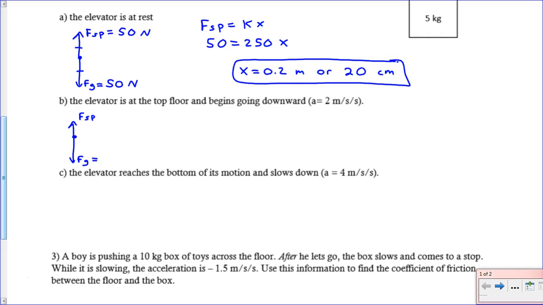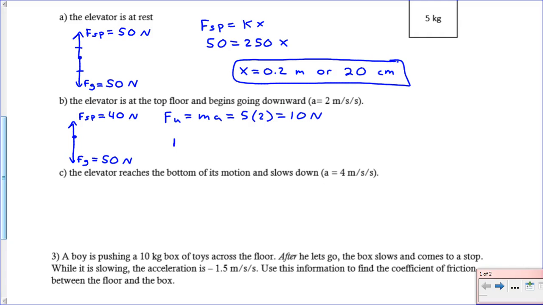Fg is equal to 50 newtons again, because it's dependent on the mass, and the mass of the block is 5 kilograms. Fsp is going to be a little bit smaller because the larger force needs to be down because the elevator is accelerating down here. To figure out how much of a difference there is, we can use Fu equals ma. In this case, the mass is 5, the acceleration is 2. So the unbalanced force is 10. This means that the upward force and the downward force differ by 10. The upward force is smaller, so it's going to be 10 smaller, which makes it 40 newtons.